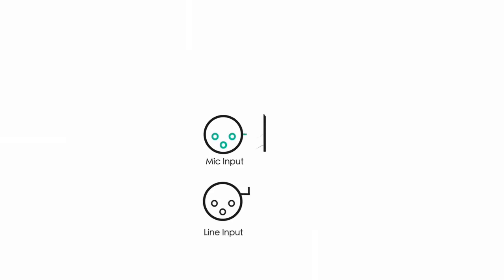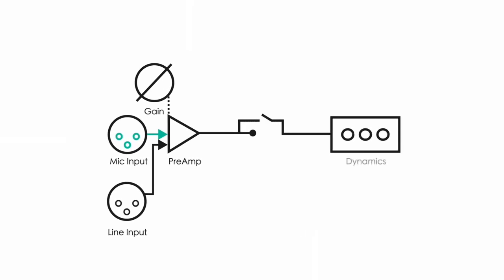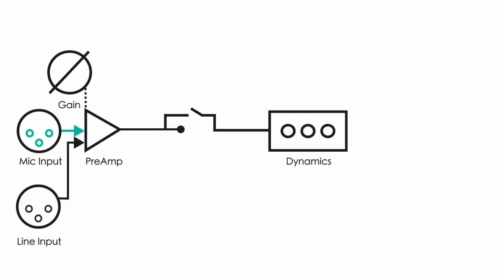The input passes the signal to the PreAmp, which is controlled by the gain. The PreAmp and gain raise the signal to the correct amplitude to pass through the console. The signal then passes to the onboard dynamics. This includes your compressor, gate, limiter, EQ, expander, and de-esser.